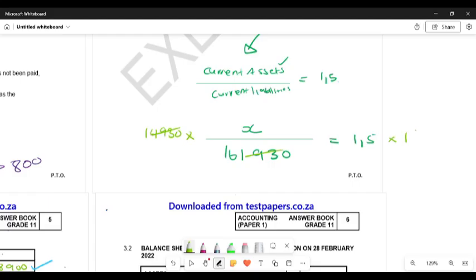So 161,930. And as a result, my x, which is my current assets, is going to be equal to 1.5 multiplied by 161,930, and this is 242,895. This is my current assets balance.